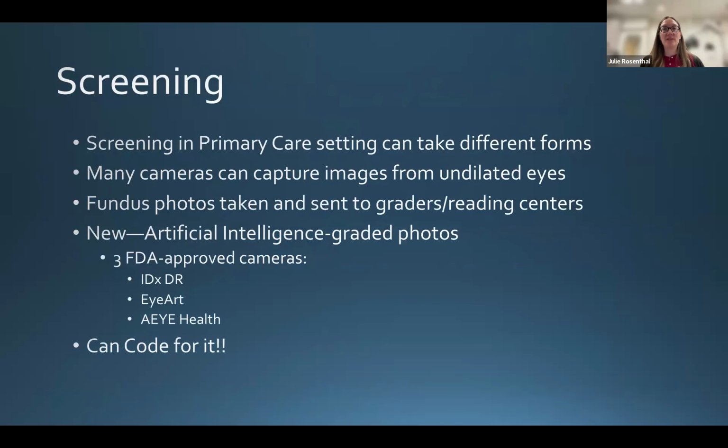It can take different forms, as I was mentioning before. You can get cameras that can capture images from eyes. You don't need to dilate patients. You can either take the photos and send them to a reading center, or there are now 3 FDA-approved artificial intelligence graded photos, and you can code for it. So it really can be beneficial to your practice, because I know this is also something that you are measured on, whether or not your patients get an eye screening.